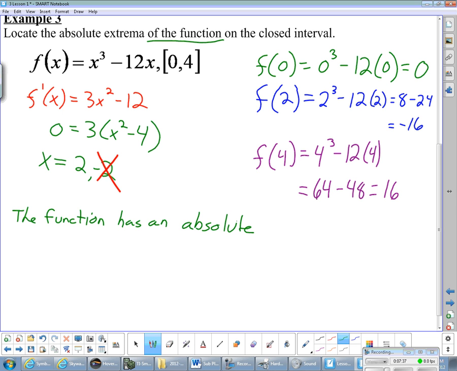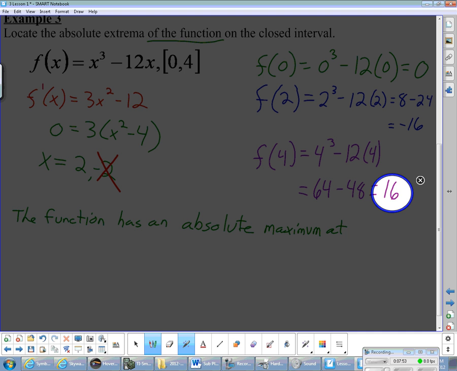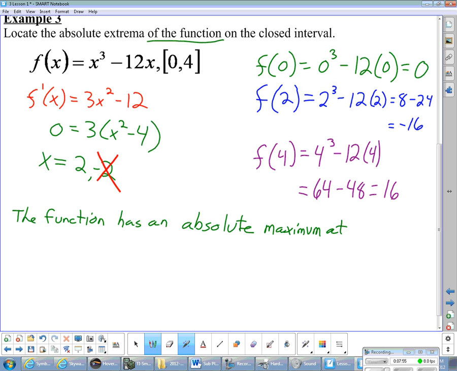Absolute, and let's go with the maximum first. And you can actually give an ordered pair here because you've already figured it out. And the biggest of these numbers, let me use the magic pen again, the biggest of these numbers was 16. So our absolute maximum will be at 4, 16.